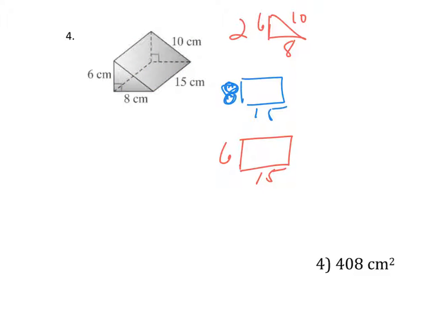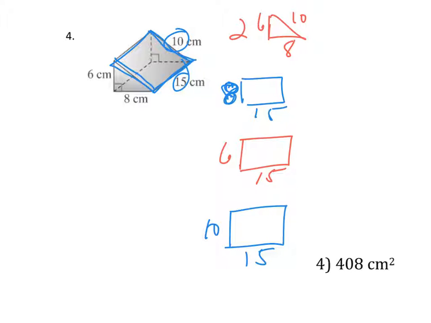And then I have that big one on the front, which is right here, which is 10 by 15. So we'll draw that one here, 10 by 15. And I'm going to go back and erase that extra stuff so we can see the original image.